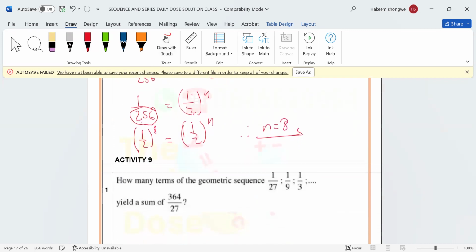Activity 9 then. Activity 9 and activity 10. I think you can do them now.